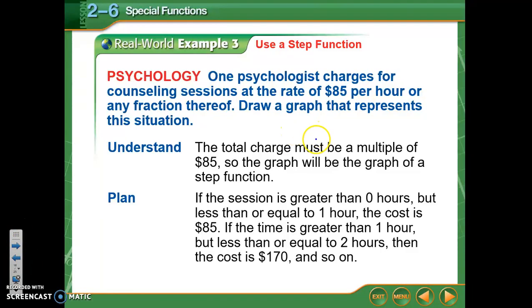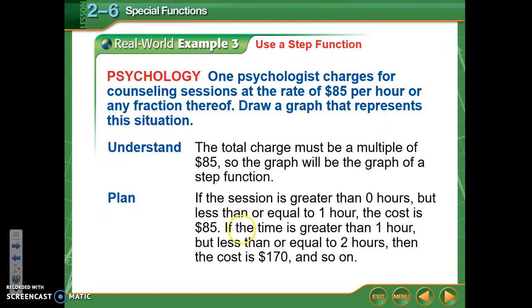So we know that the total charge is going to be a multiple of 85. She doesn't charge partially, right? So if you're there for an hour, you get charged $85. If you're there for an hour and a half, you would get charged 2 times $85 because you would have been there 1 hour plus a fraction of another hour. If the session is more than 0 hours and less than or equal to 1 hour, so if you're there for 15 minutes, 20 minutes, 50 minutes, 1 hour, the cost is $85.